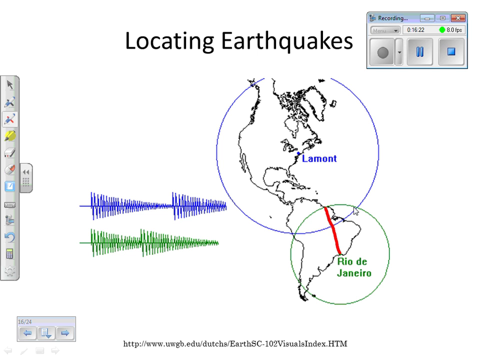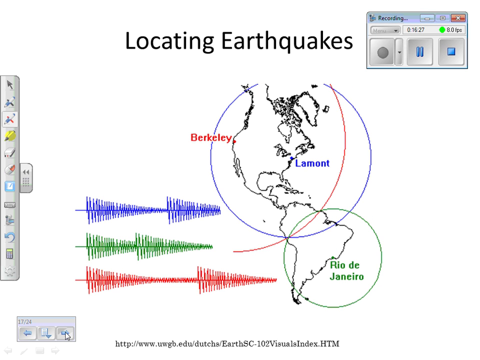So how do we figure out? That's a pretty big area. Well, you get a third set of data there. And here's Berkeley. Berkeley seismograph station felt the earthquake too. They found the difference in time between the arrival of the P wave and the S wave. Went through some calculations and figured out that that epicenter or focus is this distance in diameter, or radius actually, from the earthquake.